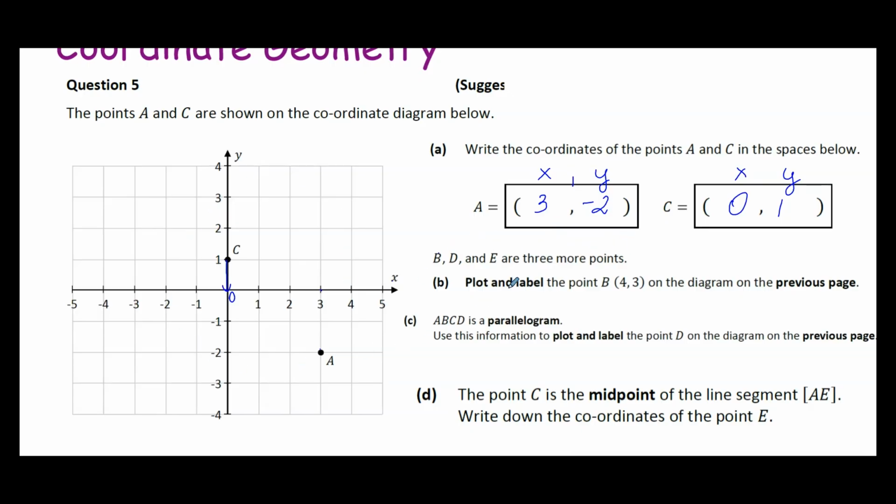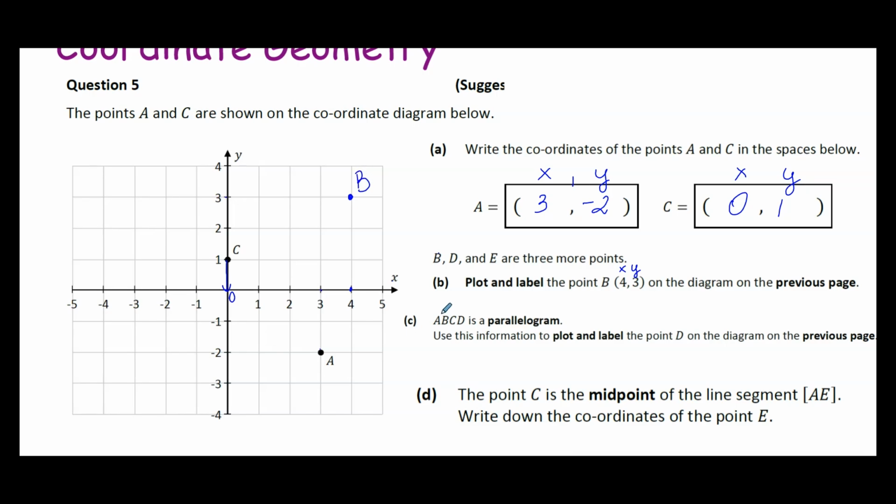We don't have them here, but we are told. So the first part: plot and label the point B, (4, 3), on the diagram on the previous page. So that's my X and that's my Y. So I'm looking for 4 on X and then for 3 on Y. And where those lines meet, which is here, that's where I'm going to have point B.